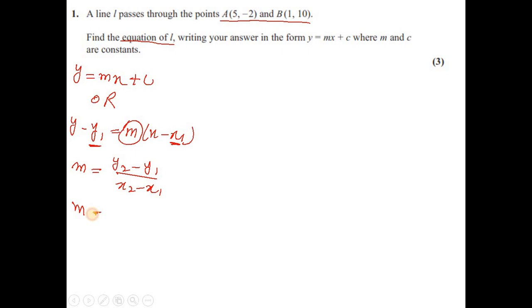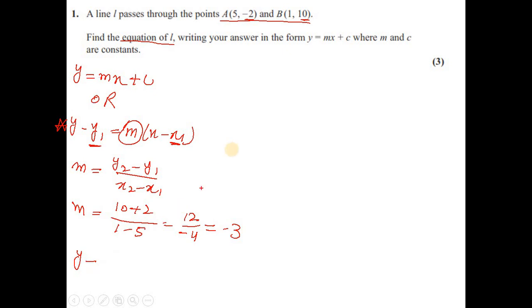So m will be y2 - y1, 10 + 2, divided by x2 - x1, so 1 - 5. The gradient will be 10 + 2 is 12, and 1 - 5 is -4, that is -3. This is your gradient, and then you can find the equation of the line using y - y1. I'm talking about this approach.